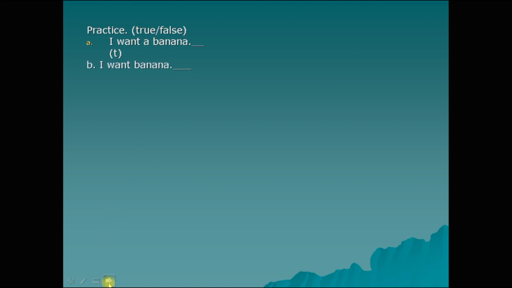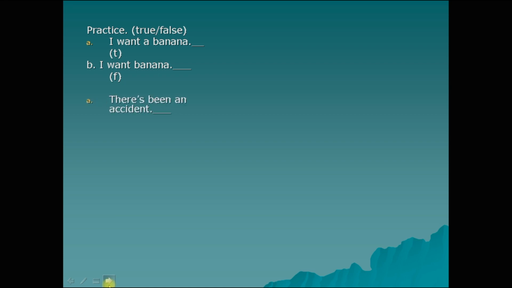Okay, next example. I want banana. Is this true or false? False, yes, because we need to put a. Kasi, ang banana, kailangan lagyan ng article a dahil ito ay singular, ito ay nabibilang, at ito ay nag-uumpisa sa consonant B. So, kailangan lagyan natin ng a. So, this is false.